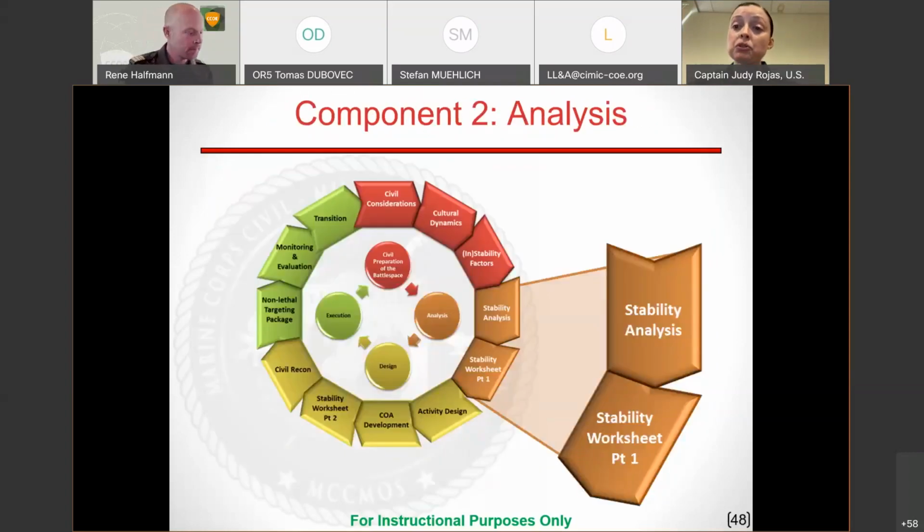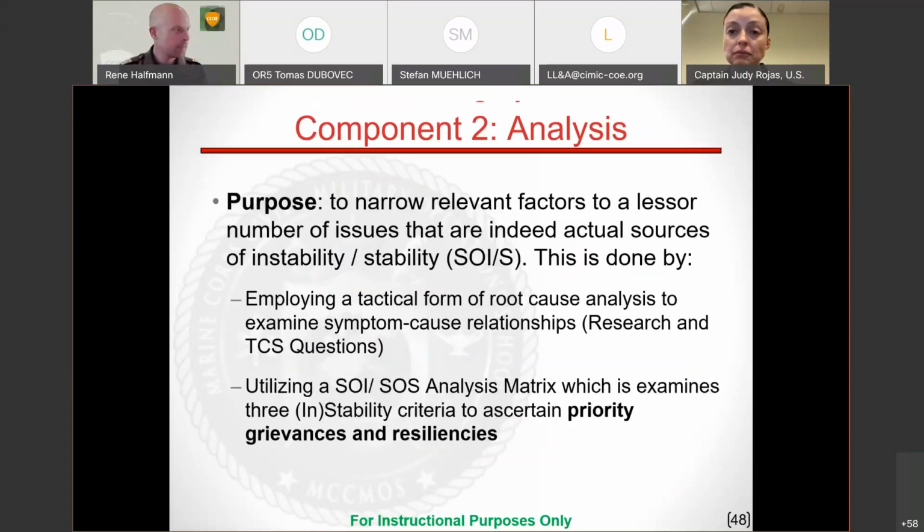All right, so component number 2, analysis. We do stability analysis, and then we do the first part of the stability worksheet. Next slide, please. The purpose is to narrow relevant factors to a lesser number of issues that are indeed actual sources of instability or stability. And you do this by employing a tactical form of root cause analysis to examine symptom-cause relationships.